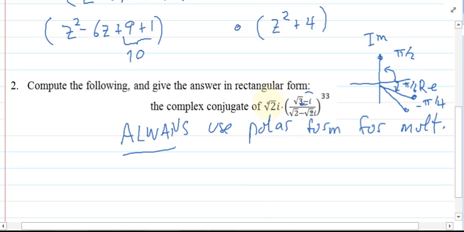Right, now, if I do this in polar form, I have square root of 2 times cis of pi over 2.